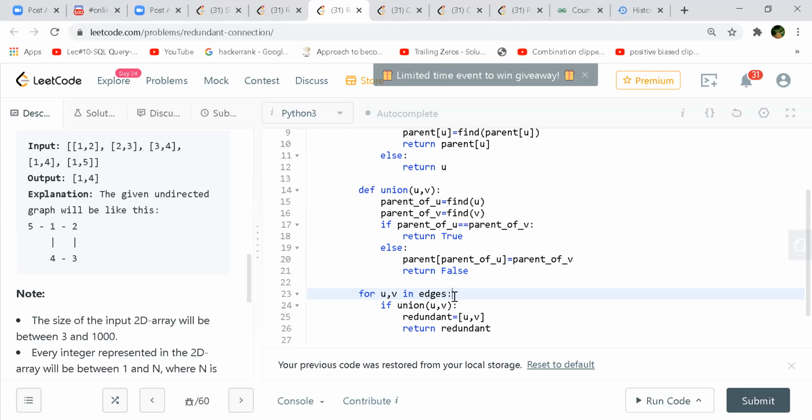Basically, we are trying to remove the cycle. Cycles, yeah. The crux is only that. If I remove the cycle, it will become a tree, and then there will be n minus 1 edges.